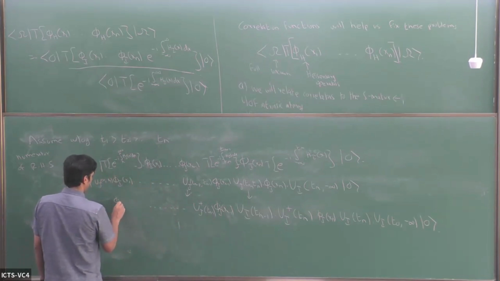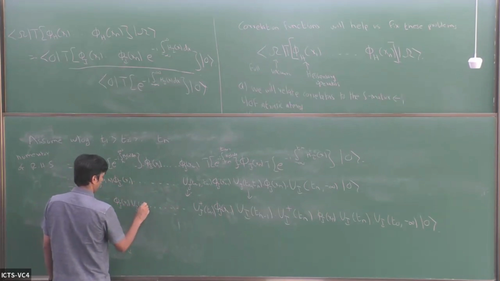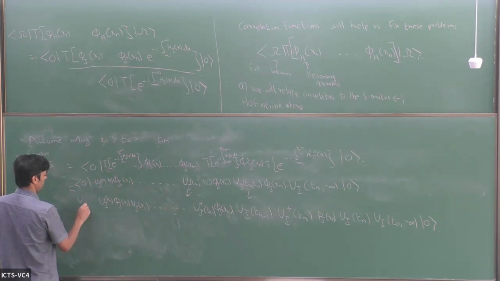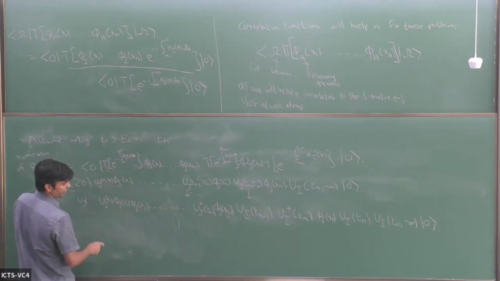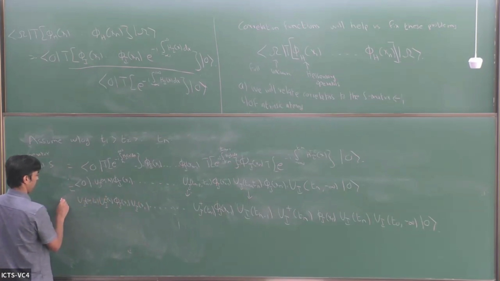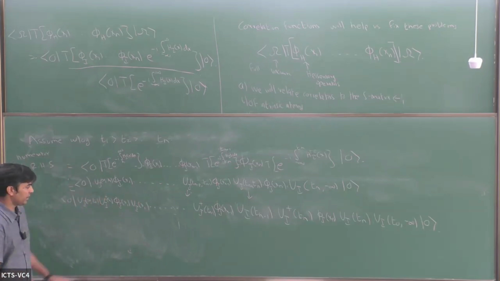Similarly, for phi I x1, I have ui of x1, I have ui dagger of x1, and then I have evolution, again, the conjugate of that, from infinity to t0. Okay. Is this formula clear? Okay.